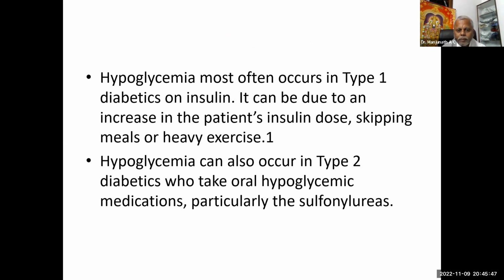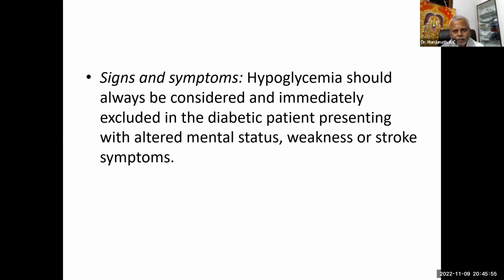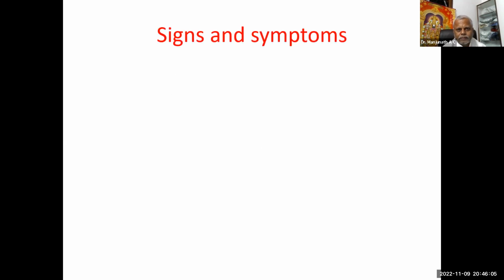Hypoglycemia can also occur in type 2 who take oral hypoglycemic medications, particularly the sulfonylureas. So, signs and symptoms. Hypoglycemia should always be considered and immediately excluded in a diabetic patient presenting with altered mental status, weakness, or stroke symptoms.